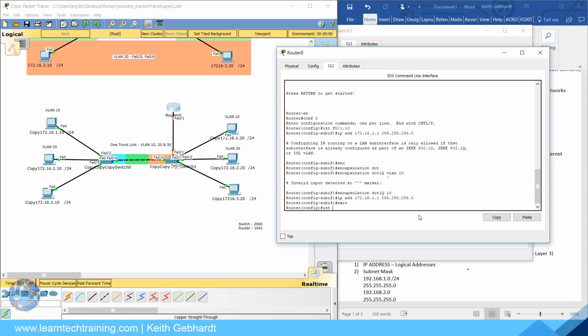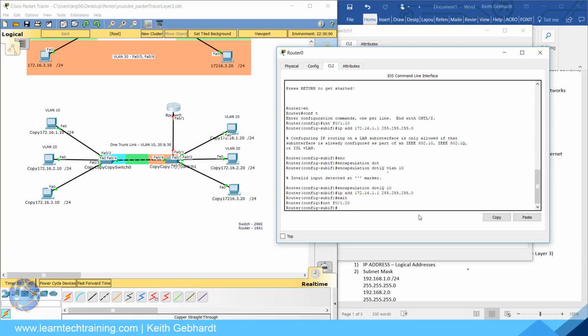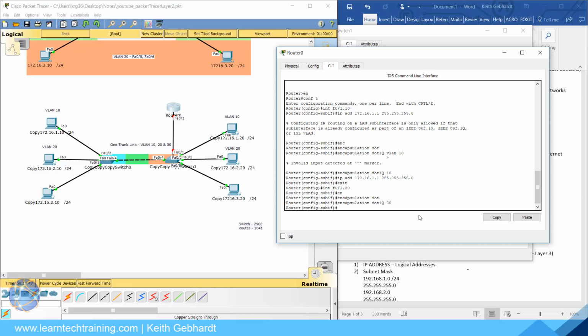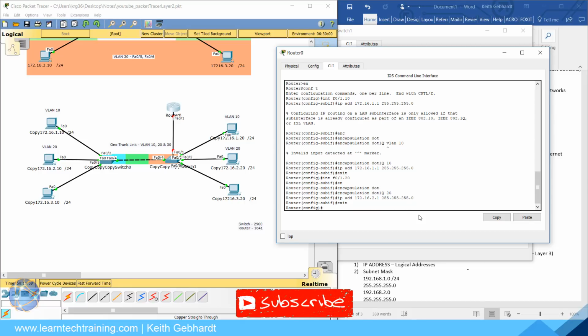Now we can go into interface F0/1.20. All right, we're going to do encapsulation dot1Q 20, and then we're also going to do IP address 172.16.2.1 with a 255.255.255.0 and exit. But these are virtual subinterfaces. They're not known as virtual interfaces. We created them within IOS, okay? Software interfaces. They're subinterfaces.